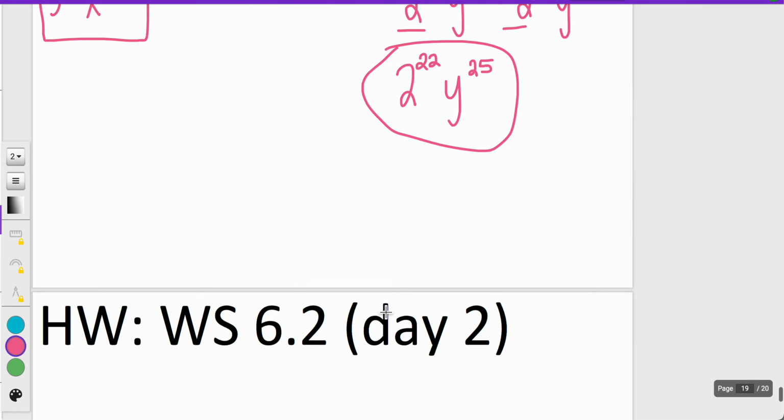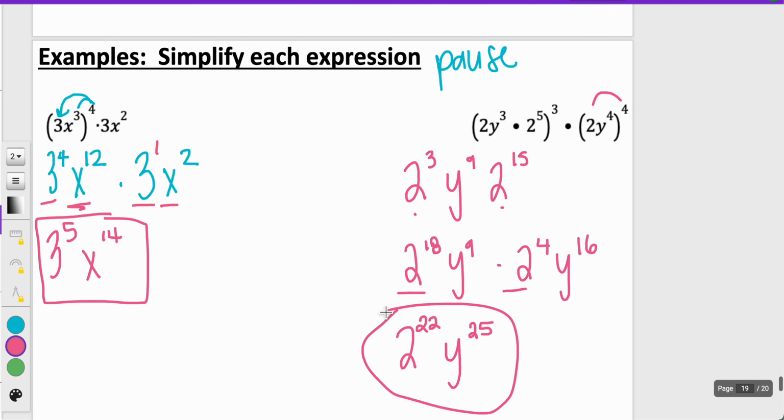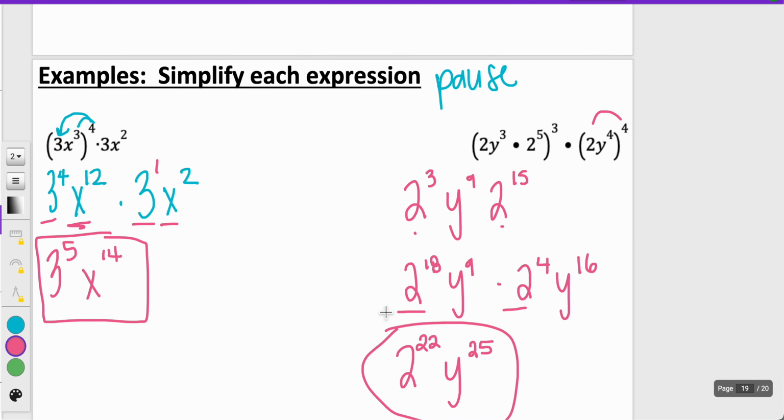Okay, that'll conclude our day for 6.2 day 2. Still using those same rules we learned, except now we've got a little bit more steps to think about and a lot more moving parts. Hopefully you hung in there with me.